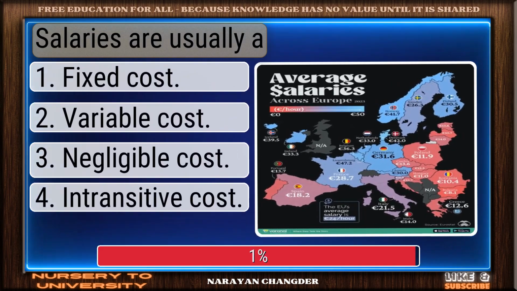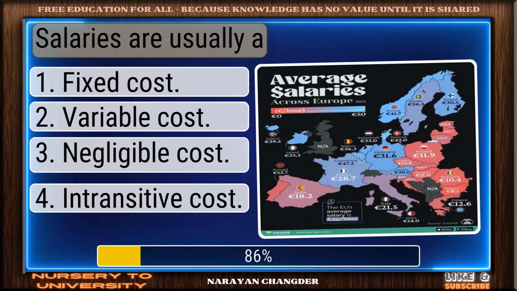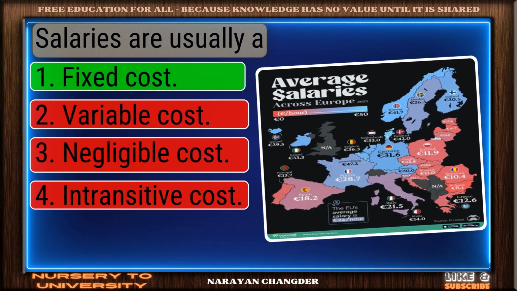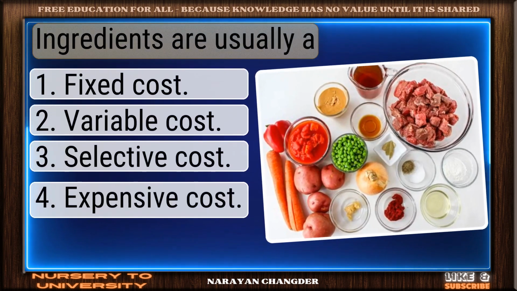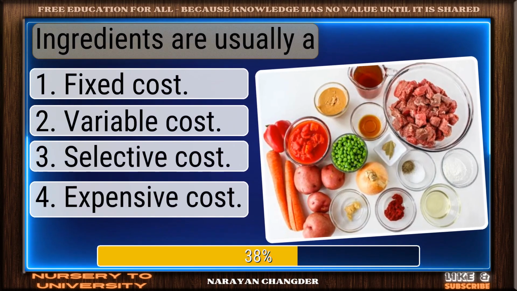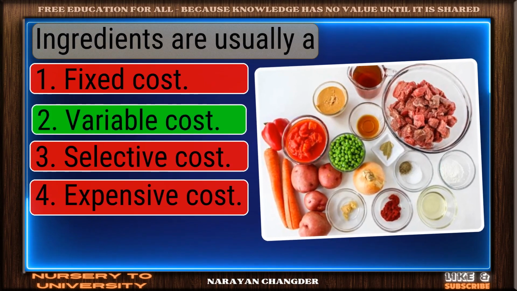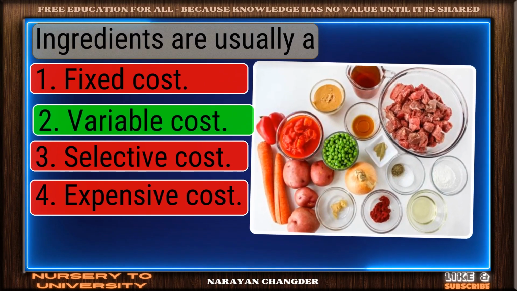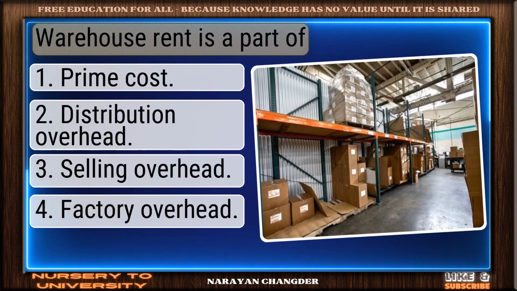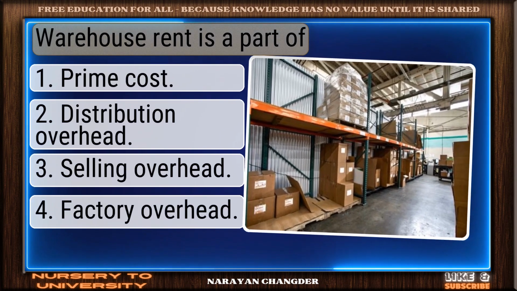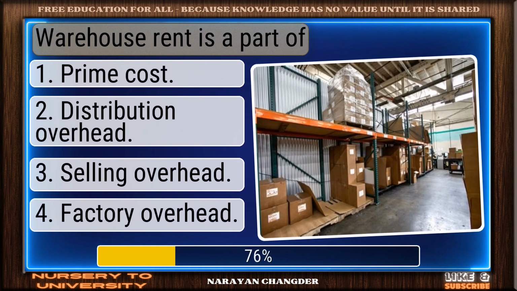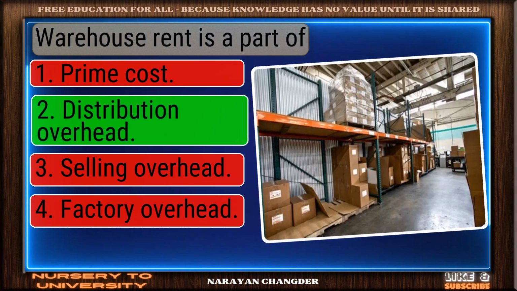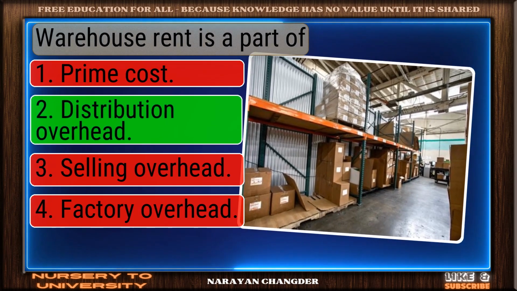Salaries are usually a... Well picked. Fixed cost is correct. Ingredients are usually a... Perfect. Variable cost is the one. Warehouse rent is a part of... Clear logic. Distribution overhead is sound.